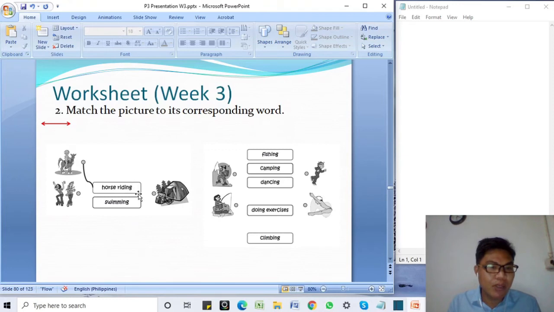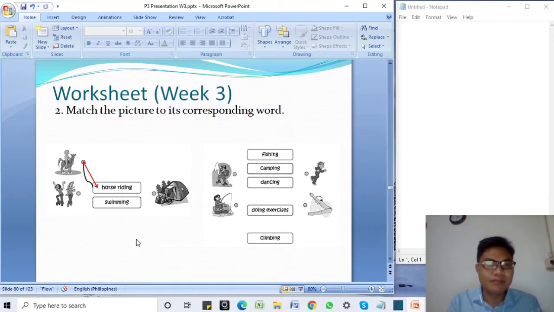So as an example here, horse riding. So you have to look for a photo that is all about horse riding. So what you're going to do is you're going to connect the line horse riding to its corresponding picture. So as you can see in the photo, this is a man riding a horse. So obviously that matches the word horse riding. So easy, right? So for the rest of the items, it is your homework.